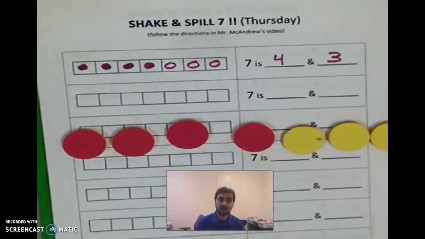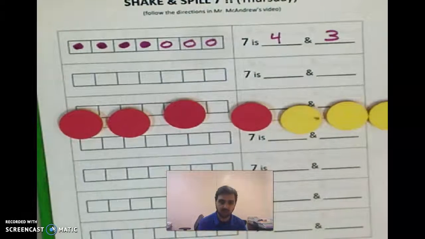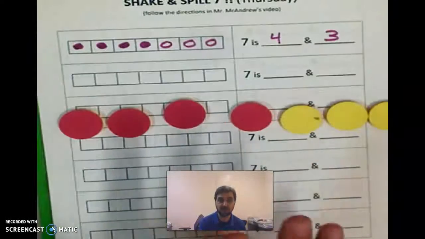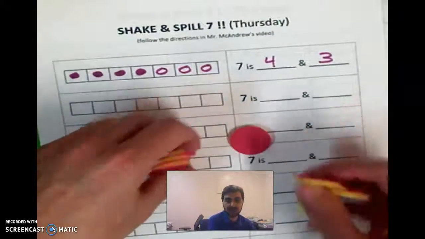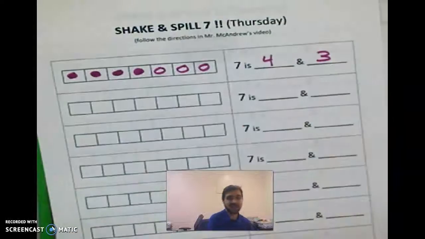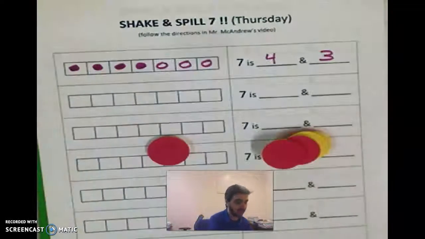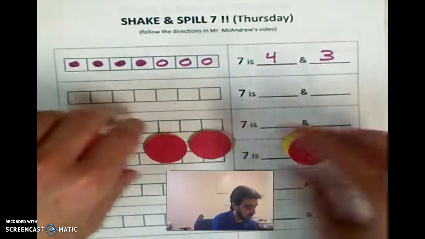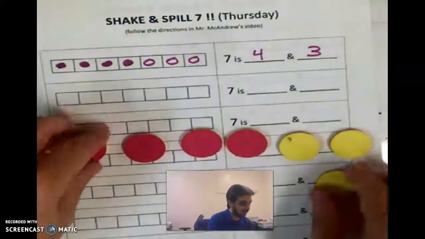Okay. Now then what you do is you do it again, until you've filled out the whole paper. You're going to find lots of different ways you can break apart 7. Now, if I do it again and I get 4 reds and 3 yellows again, I can redo it. It's fine. All right, so this time, let's see what I get. I got the same thing, so I'm going to try it again.